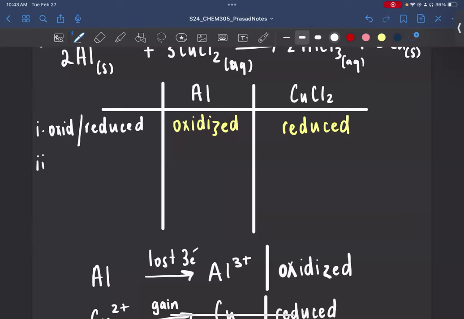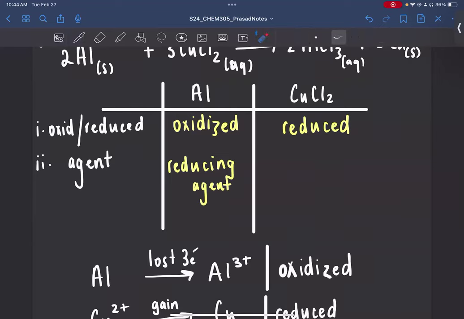Next, we're introducing the term agents. It is said that the element that is oxidized is known as the reducing agent. In the same way, the element or compound that is reduced is called the oxidizing agent. It's a little bit confusing because we've already described them as reduced or oxidized. In fact, they're opposite. It's not really clicking for us.